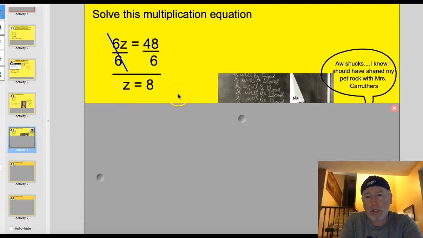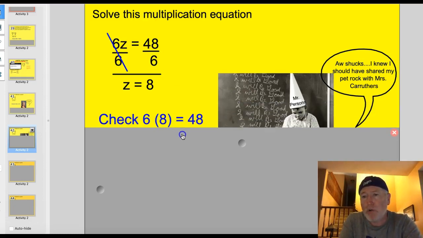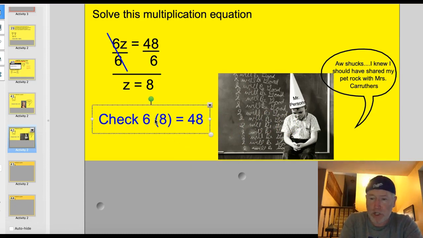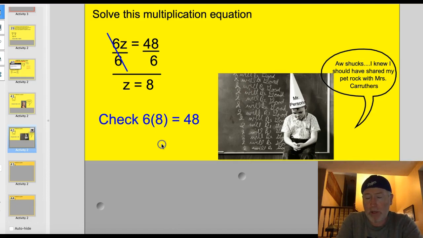Real simple. Oh, shucks, I knew I should have shared my pet rock with Mrs. Carruthers. This is Mr. Persons when he was a kid. He might be your Minnesota Studies teacher. If he is, that's unfortunate, but I think after a couple of years of therapy, you're going to be just fine.